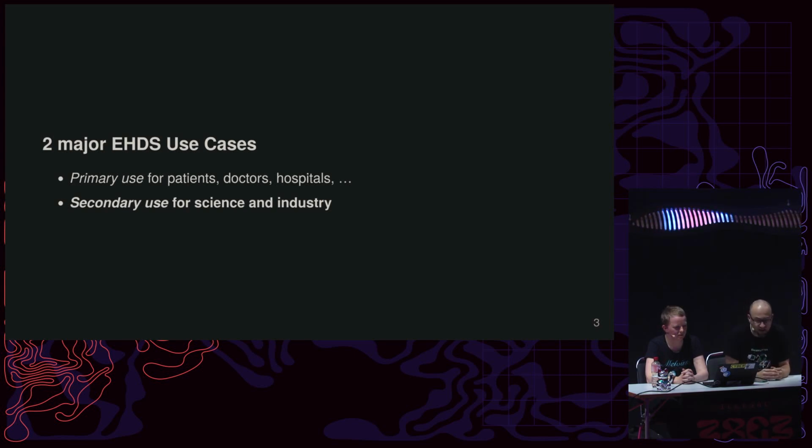We were focusing on the secondary use, which would mean that all the data of all the European people would also be used for science and industry, and that would not only be universities, as you might think, but also private companies like the pharma industry, or also, for example, Meta, Google, and OpenAI. And there we should pay very much attention to what those companies want to do with this data. And in our view, it's very critical that privacy issues need to be addressed within that.